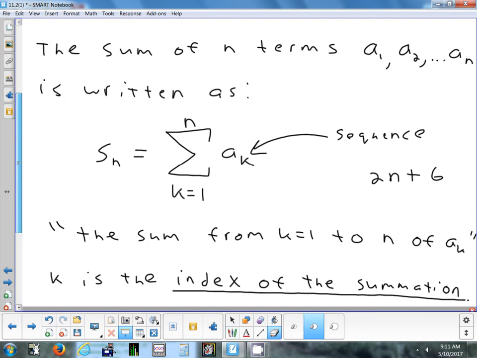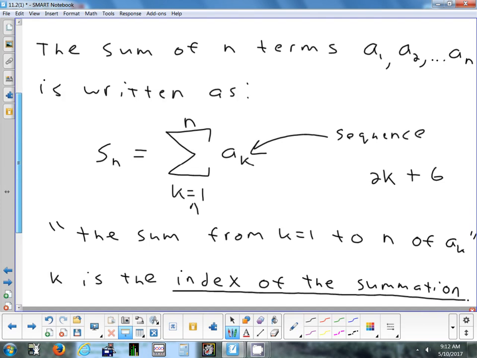And actually, if I was doing it like this, I would use the letter K. Whatever letter is on the bottom, that's the letter they would use when they write the formula. We've been using N a lot. We might switch to using K a little bit. It doesn't really matter. So that's the formula that generates the sequence.